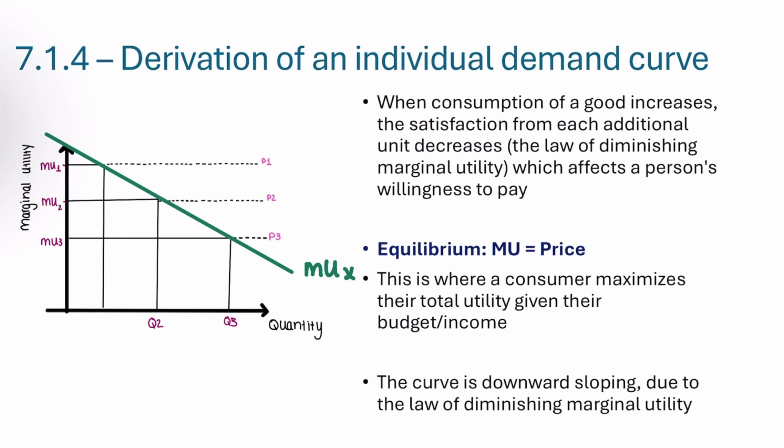Now, the equilibrium point is where marginal utility is equal to price. This is where a consumer maximizes their total utility given their budget or income. The curve is downward sloping due to the law of diminishing marginal utility.